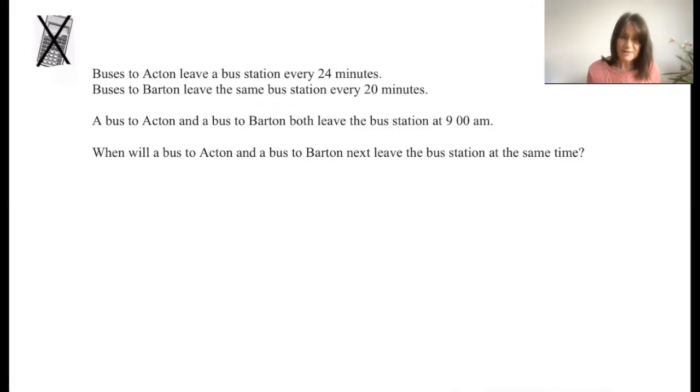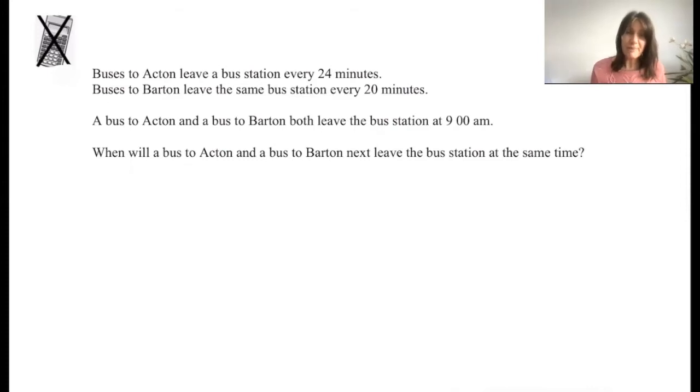Okay, so all of these questions that we're seeing today have come from a non-calculator paper, so we mustn't be reaching for that calculator. So we've got buses leaving a bus station every 24 and 20 minutes. And we are having to find when they would next leave that bus station at the same time. So this is a lowest common multiple worded question. So the first thing to do would be to work out that lowest common multiple.